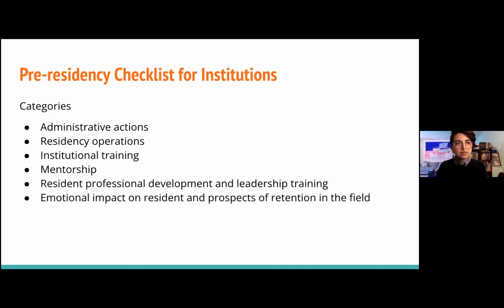The second section of the checklist is residency operations. And this section is really just to help ensure that the appropriate people are in place to help ensure the residency runs smoothly.